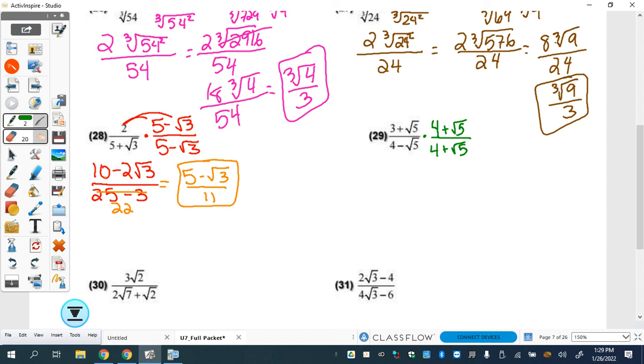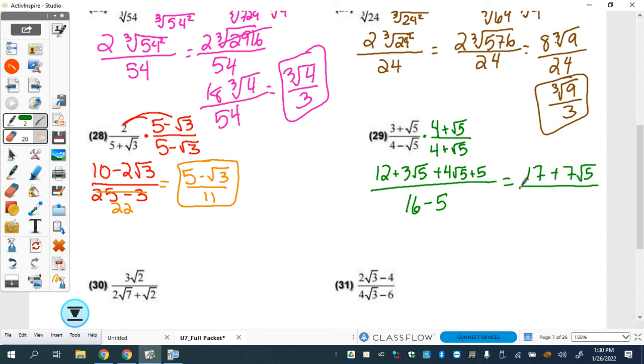So distributing up top, we get 12 plus 3 radical 5 plus 4 radical 5 plus 5 all over 16 minus 5. So combining our numerator, we get 17 plus 7 radical 5 all over 11, which are all prime numbers, so I can't reduce those anymore.